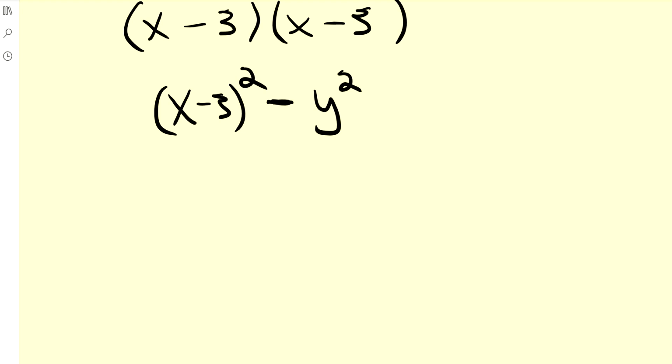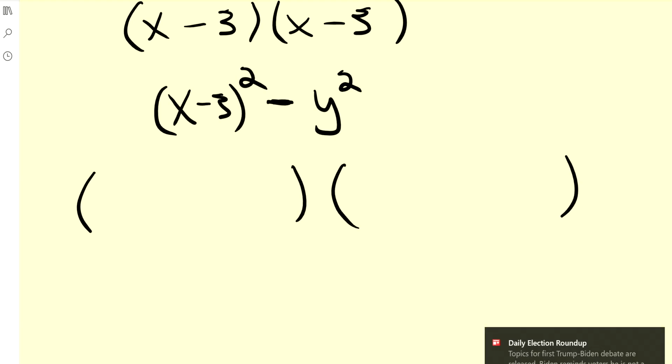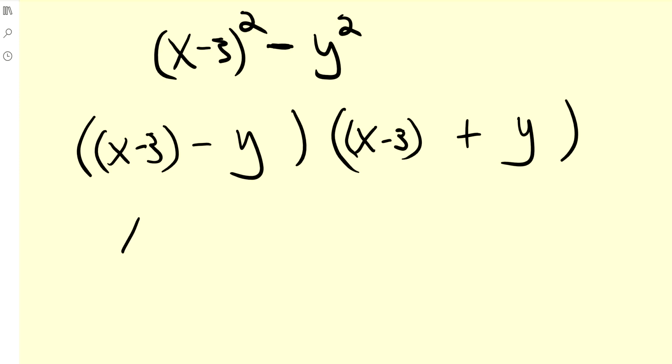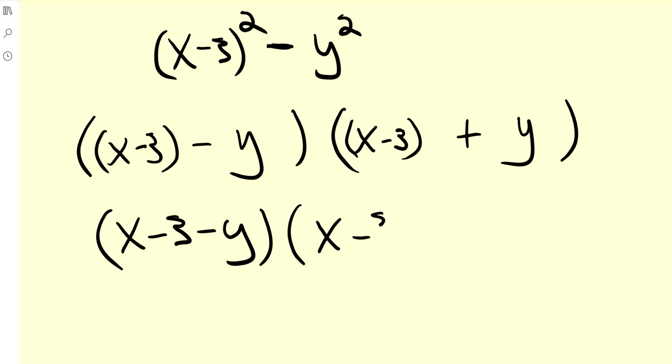All right, so now when I go to factor this, this is the parentheses it's going to go into. Then I'm going to have a first term here of x minus 3, and that's going to be times x minus 3. Difference of 2 squares, so one's minus, one's plus in the parentheses. And then here I'm going to have a y, and here I'm going to have a y. I'll combine my like terms in each of these parentheses. So this one here would end up being x minus 3 minus y, and that's going to be times x minus 3 plus y. And those are my solutions. Okay, I'm done. That's it.